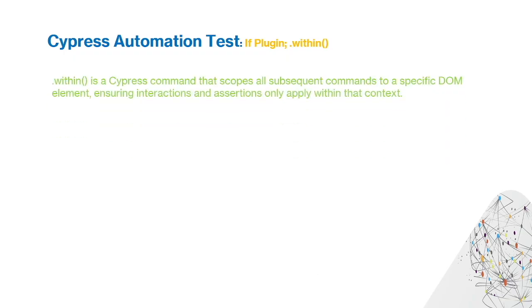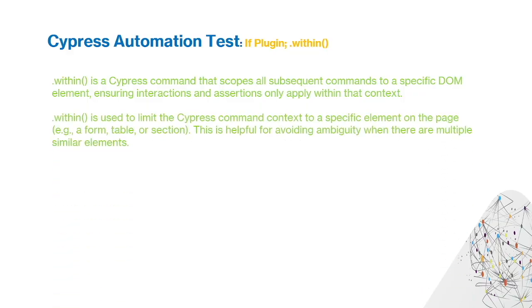Within is a separate command that scopes all subsequent commands to the specific DOM element. Any interactions and assertions only apply within that context. Within is used to limit the command's context to a specific element on the page, that is the form, table, or section. This is helpful for avoiding ambiguity when there are multiple similar elements.